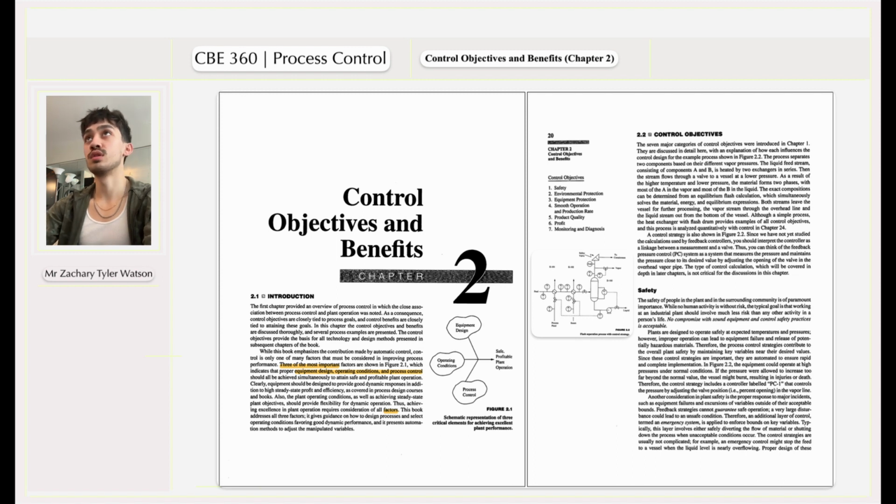Moving on to safety, the first control objective, and we will be talking about the 7 control objectives in chronological order. The safety of people in the plant and in the surrounding community is of paramount importance. While no human activity is without risk, the typical goal is that working in an industrial plant should involve much less risk than any other activity in a person's life.